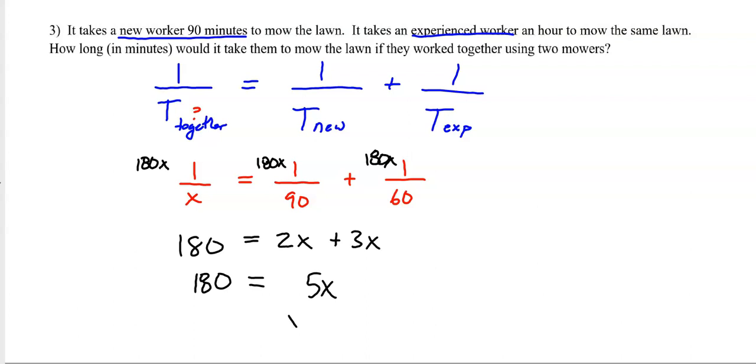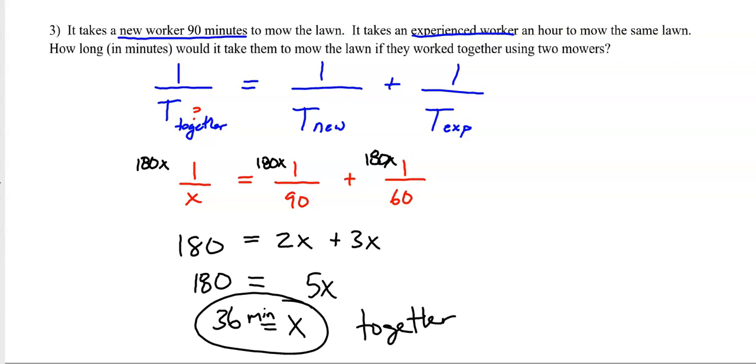And divide both sides by 5. That goes in there, what, 36? So it'll take 36 minutes if we put the two people together on their own mowers just buzzing around. They can knock it out in a little over a half hour.